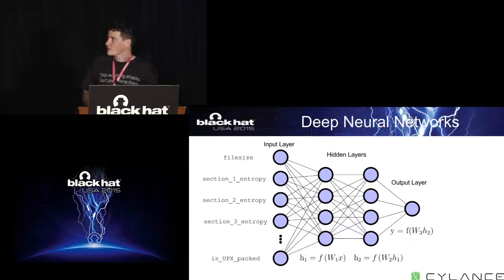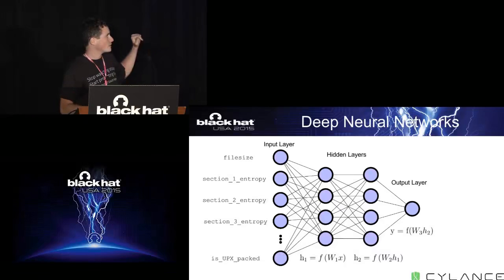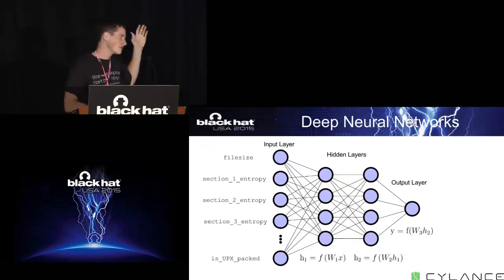So now that I've shown you that, I'm going to introduce what's going on mathematically in a deep neural network when you go from an input vector to an output label. What I have on the left side here is a set of input features. The top node is going to be file size. Next node is going to be section 1 entropy, let's say section 2 entropy, section 3 entropy. Then we have a whole bunch of other features, which I haven't listed. Then we have a final feature like, is packed with UPX or something like that.